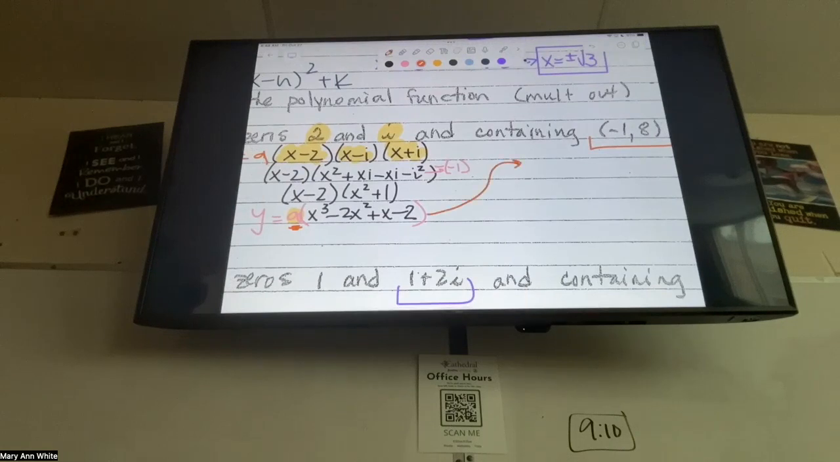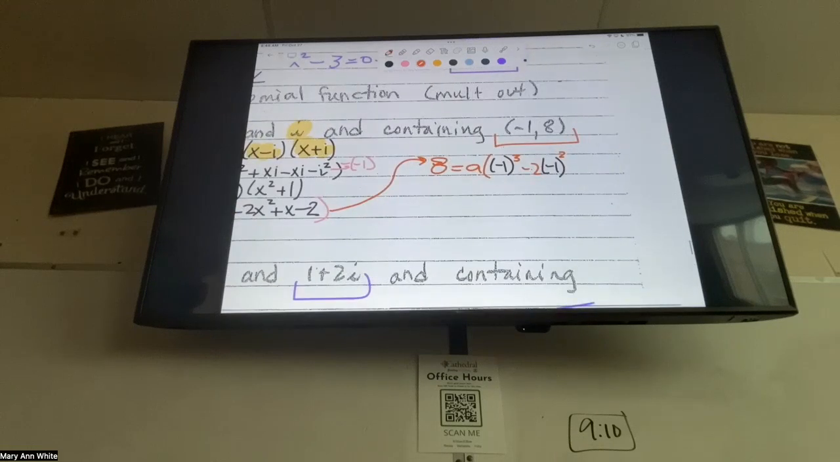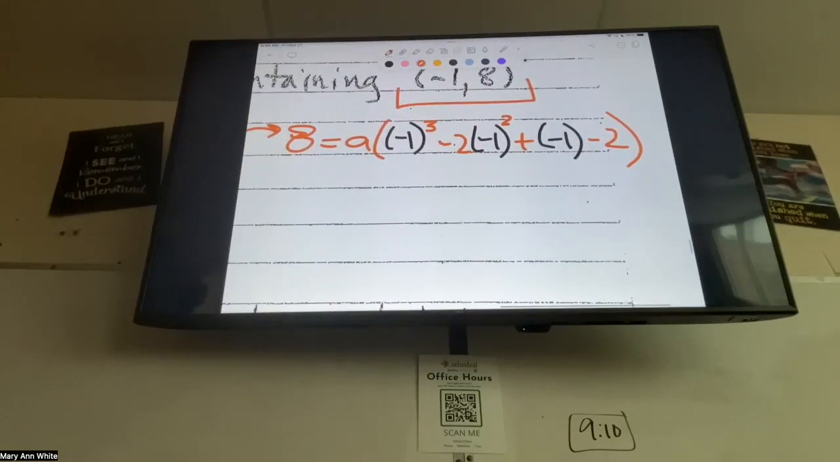So I'm going to bring my problem up here. 8 is going to go in there for my y. I don't know what my A value is. I don't know what the shrink or stretch value of that is. And all of my x's are going to become -1s. So I've got -1 to the third minus 2 times -1 squared plus -1, because that's just your x, and then minus 2. So the only thing I've changed from here is that I just plugged in -1 for all my x's, and I plugged 8 in for all my y's.